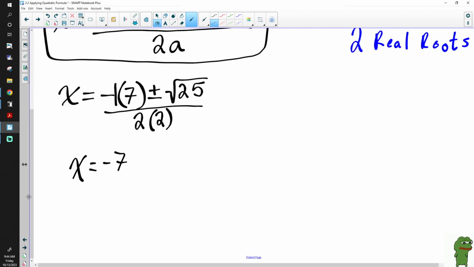What's the square root of 25? Just 5, so plus or minus 5. And on the bottom we got 2 times 2, which is 4. Almost. All we got to do is split these bad boys up. Okay? Watch. We're going to split them up. X equals negative 7 over 4, plus or minus 5 over 4.